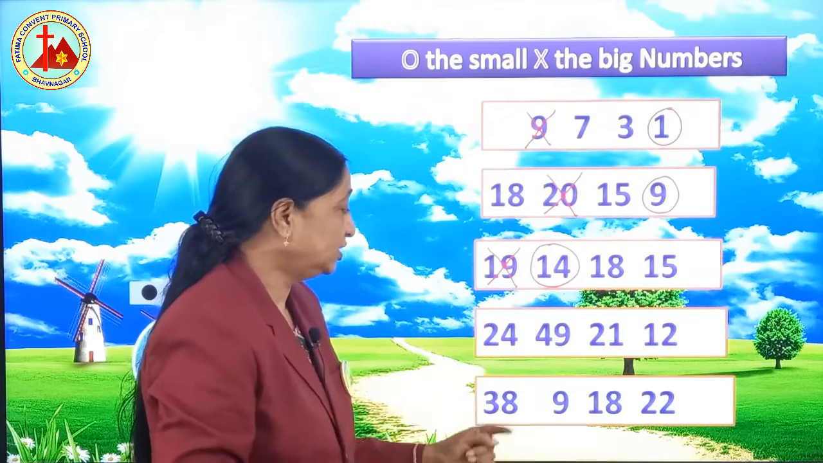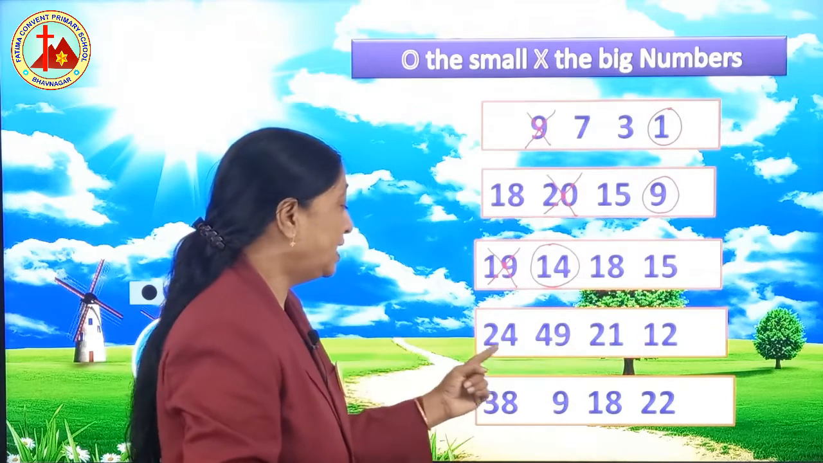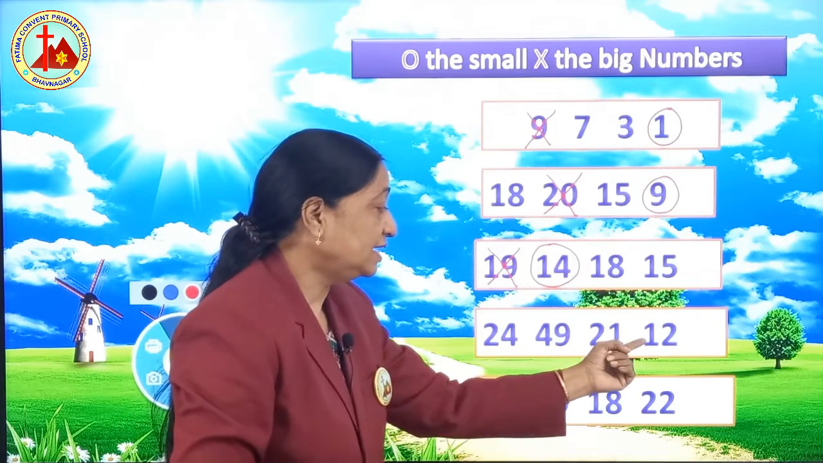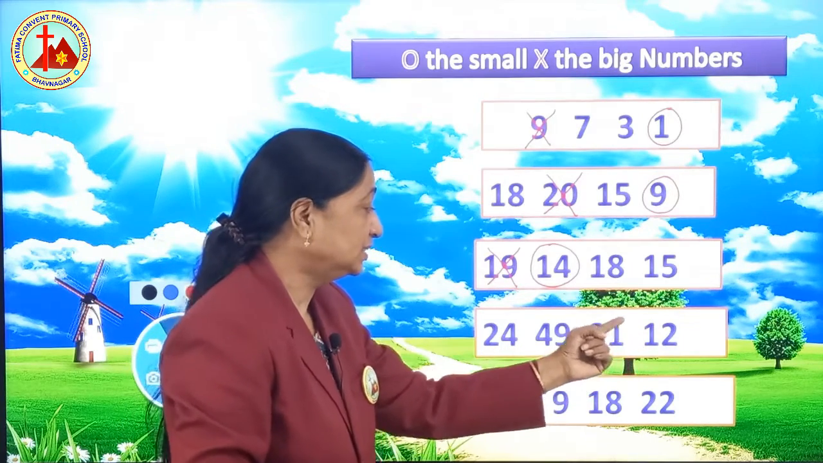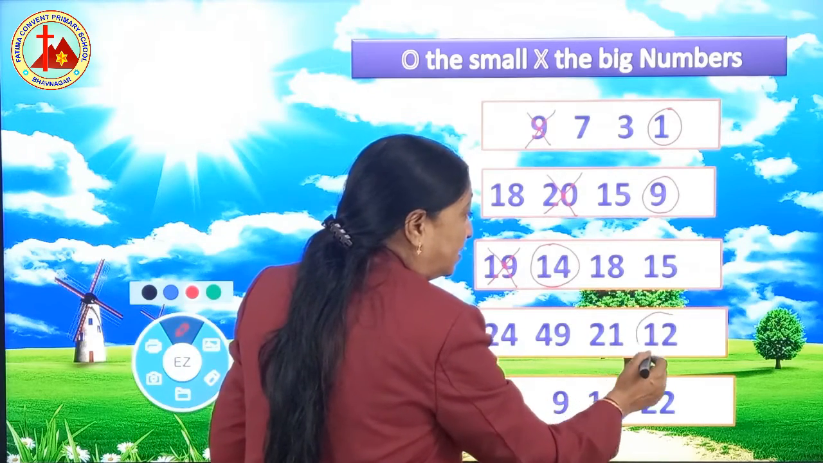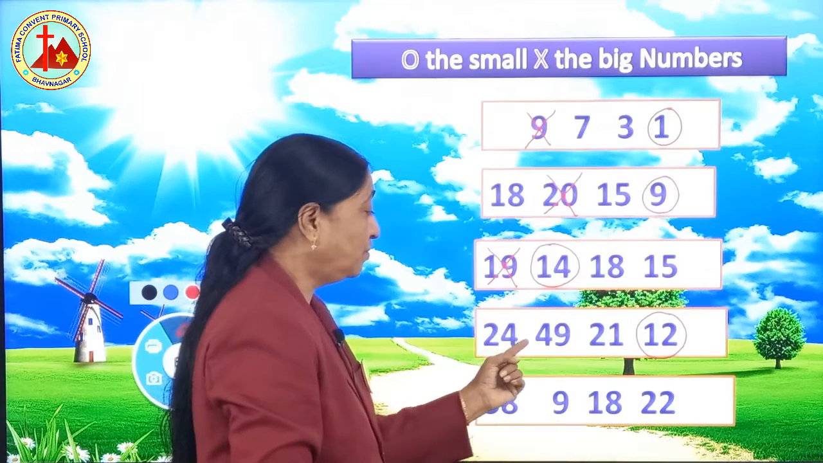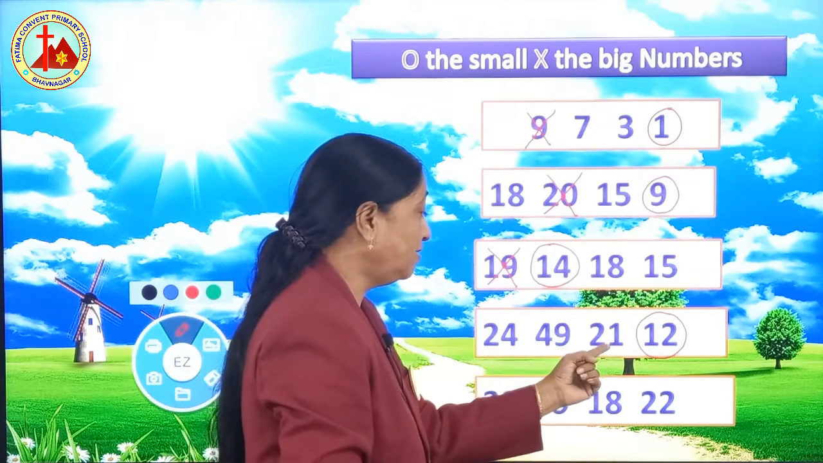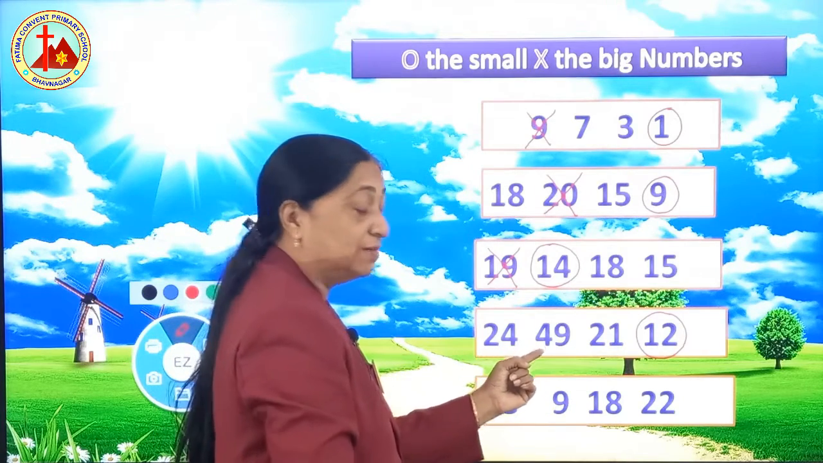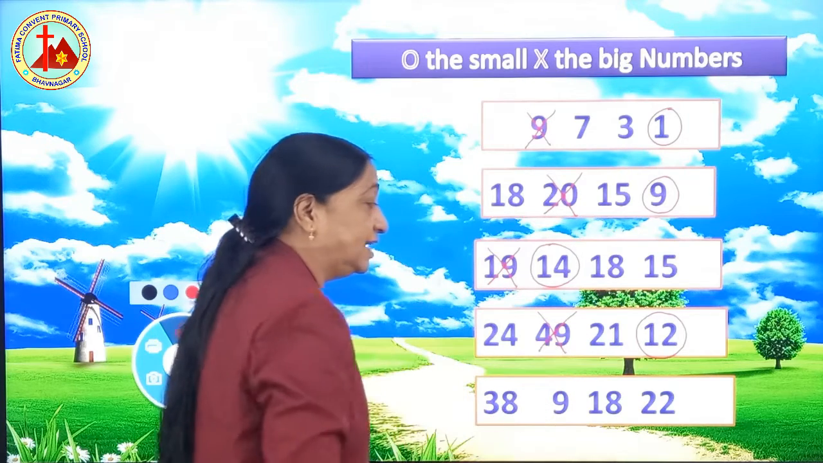Now the next one, 24, 49, 21 and number 12. See the first number: number 2, number 4, number 2 here again, and number 1. So number 1 is the smallest among all these. So we are going to circle number 12. Yes, and then number 24, 49 and 21. So 2, 4 and 2. So 4 is the biggest one. So we are going to cross the number 49.